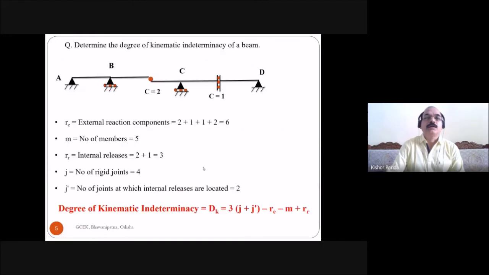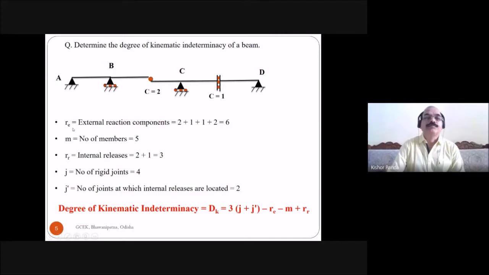Coming to another example, look at this figure, find out the degree of kinematic indeterminacy of a beam. This is also a beam. Here you see this is one beam and this is one hinge. This is also connected here. This is also one type of connection.